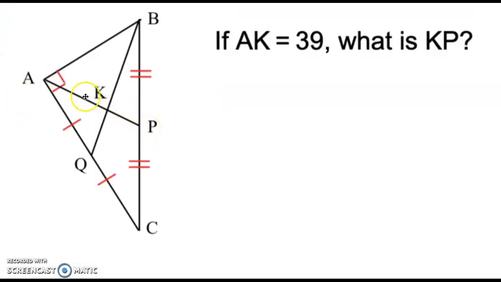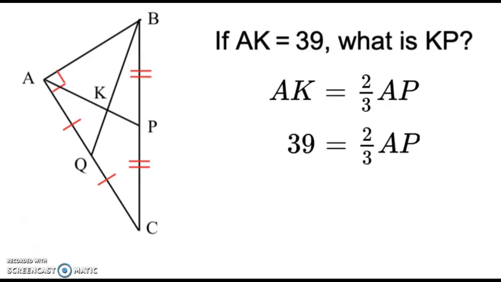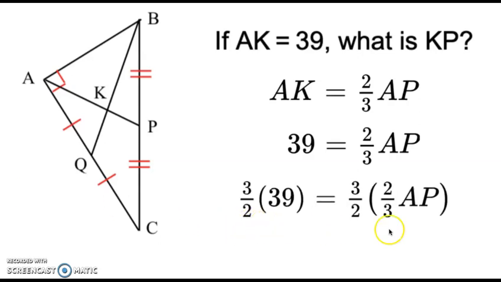So AP is a median. The rule says the length of AK is 2/3 the measure of AP. So AK equals 2/3 times the length of AP. Substituting 39 in for AK, we can now find AP, which we need to find before we can find KP. Solving for AP, I multiply both sides by the reciprocal of 2/3 to get rid of the fraction. So multiply both sides by 3/2, and 3/2 times 39 gives you 58.5. And that's the length of AP.